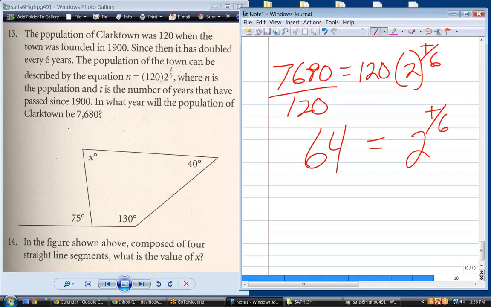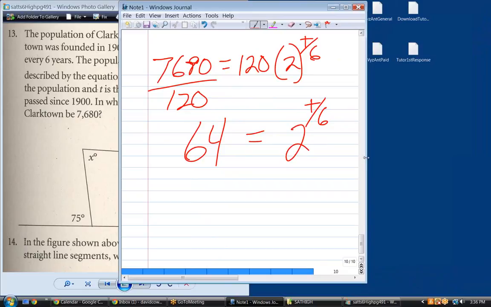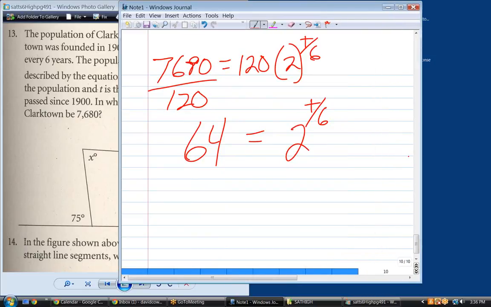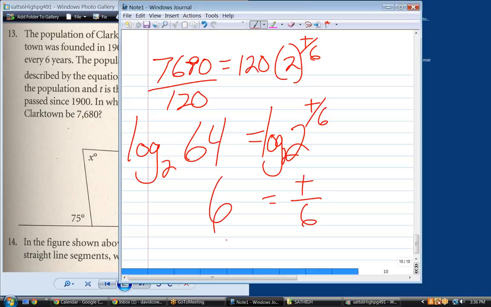Now, we could actually take the log base 2 of both sides. Instead of taking the natural log, which is going to present us with a problem that has to be solved using a calculator, let's take the log base 2, which we can do without a calculator. The log base 2 of the right side is t over 6. Log base 2 of the left side is 2 to what power is equal to 64? 2 to the 6th power. So t is equal to 36, and we didn't have to use logs.